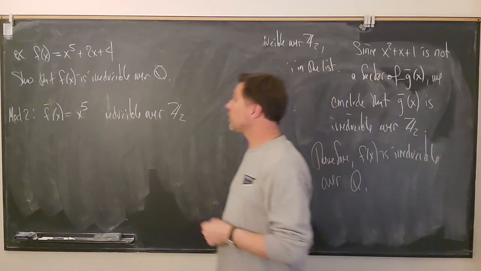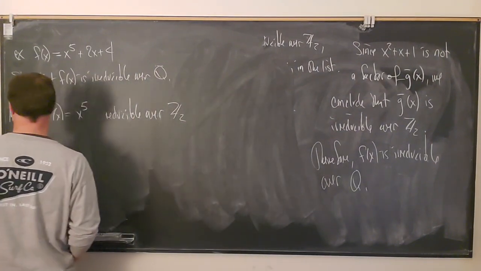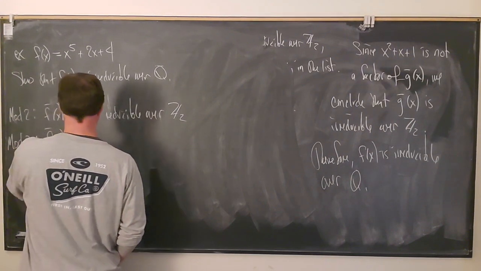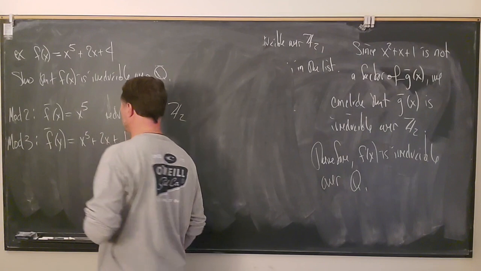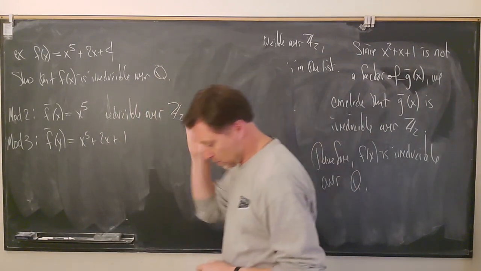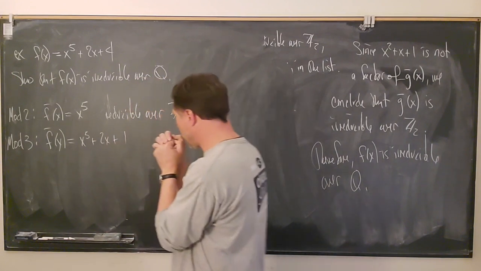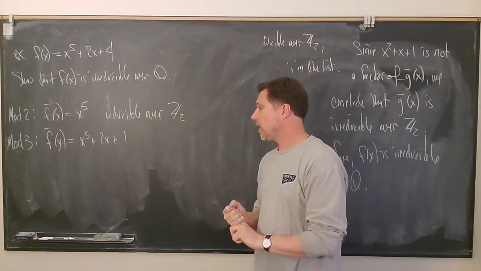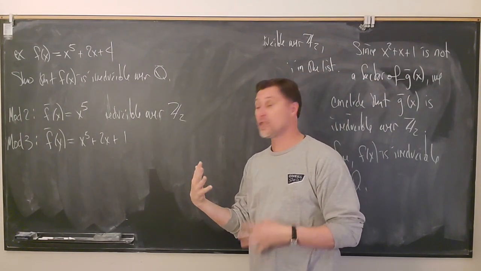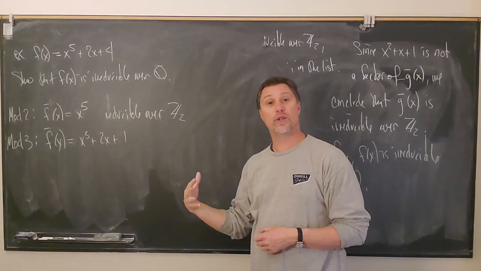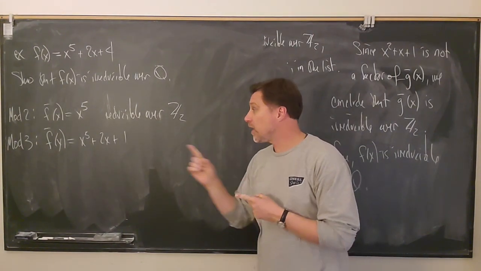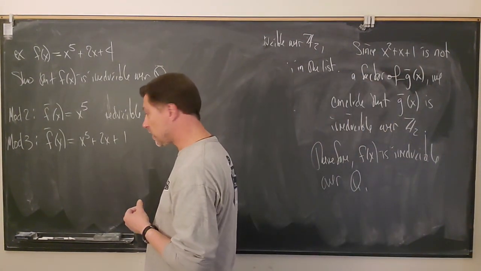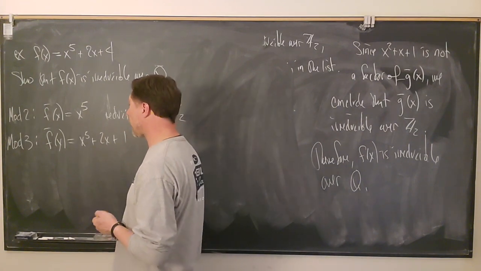And so now we move on to mod 3. And so in that case, f bar is going to be x to the 5th plus 2x plus 1. All right, so now what do I need to do? Well, for a degree 5 polynomial, it could factor as linear times degree 4, or it could be a degree 2 times a degree 3. And so if we can rule out both of those, then we can conclude that our polynomial is irreducible over Z3. So first let's check linear factors.